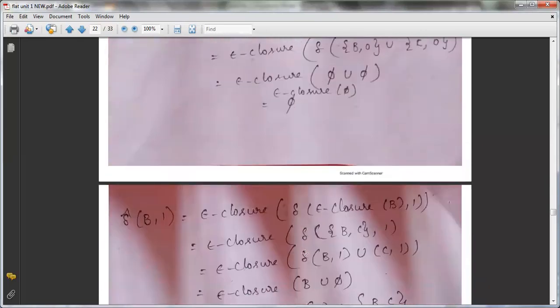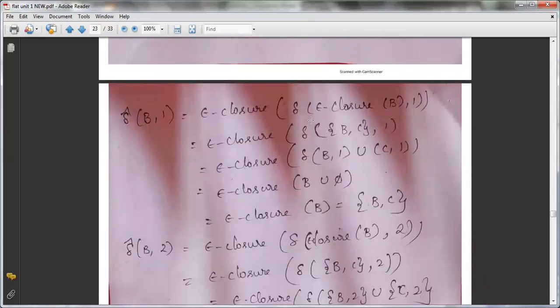Okay. Coming to B on 1. So that is epsilon closure of B, which is nothing but B comma C. So B on 1 union C on 1. What is B on 1? We already have the transition table above, so you have to see that. B on 1 is nothing but B, and C on 1 is again the null state. So the epsilon closure is nothing but B comma C here.